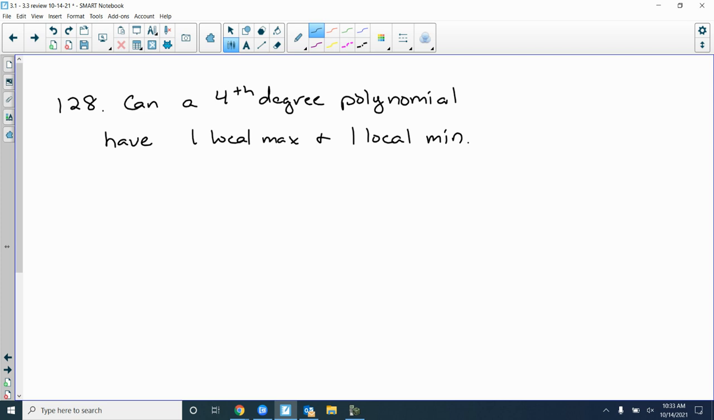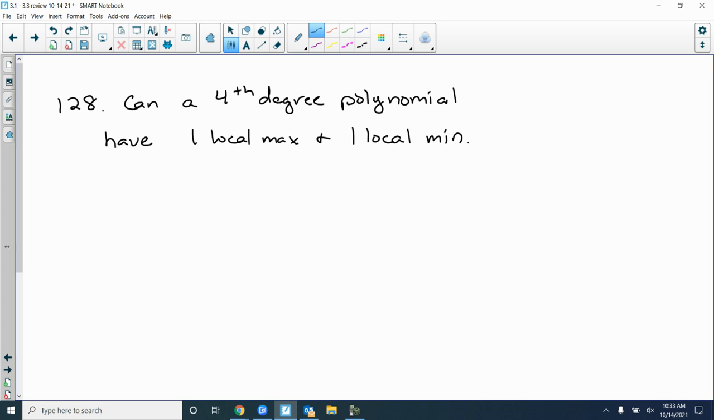If you graph it, for probably 127 and 128, I like the approach Katie said. Draw that situation out. What does it look like to have one local max and one local min? So just right now, what would that graph be? Put it on your paper and make sure you understand that. Because you may not understand it quite as well as you think you do.